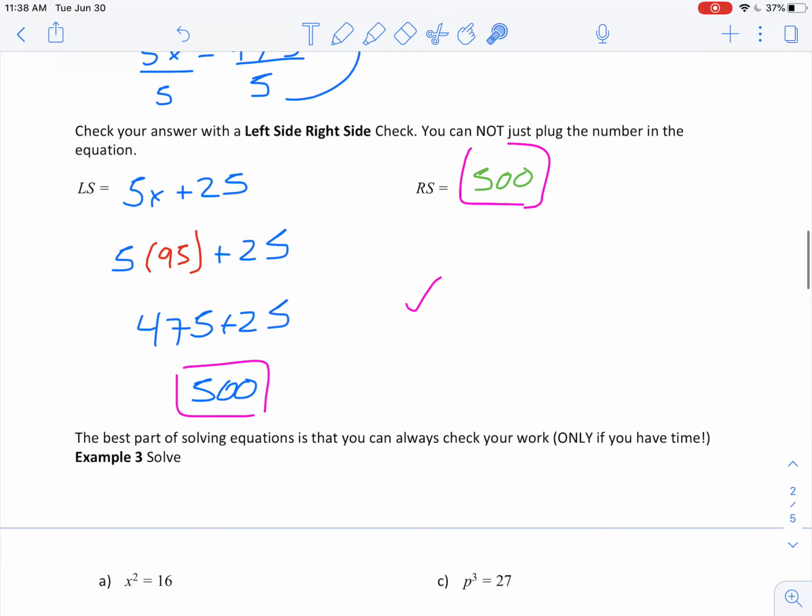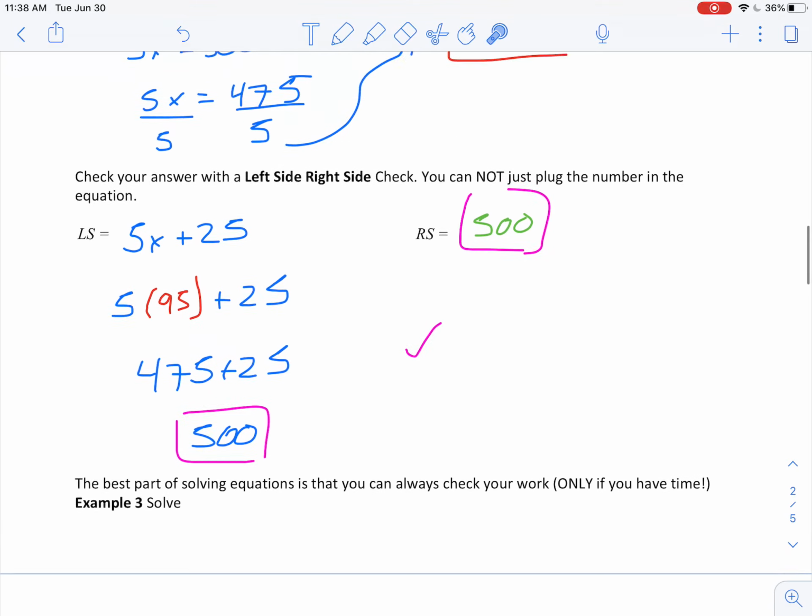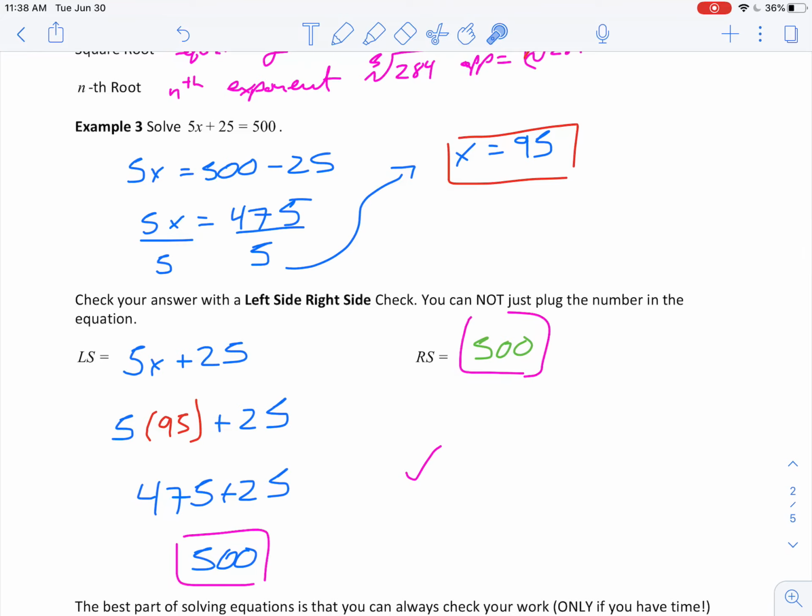You will also be asked to check your answer using a left side, right side check. So you cannot just plug in the number into the equation. What I did was I took the equation. I have the left side of the equation, which is 5x plus 25, and the right side of the equation, which was 500. I then plug in my value of x into the equation to make sure that it balances.